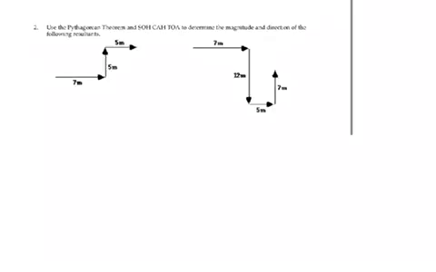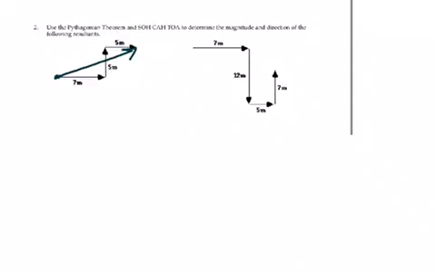Alright, let's look at question number 2. Use the Pythagorean theorem and SOHCAHTOA to determine the magnitude and direction of the following resultants. So we have this angle, we have the vector, and the vector is actually shooting in this direction. Okay, so we have the vector that shoots out as such.